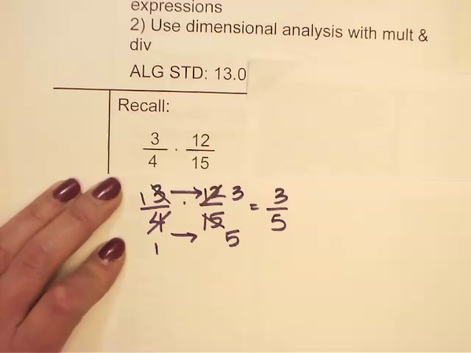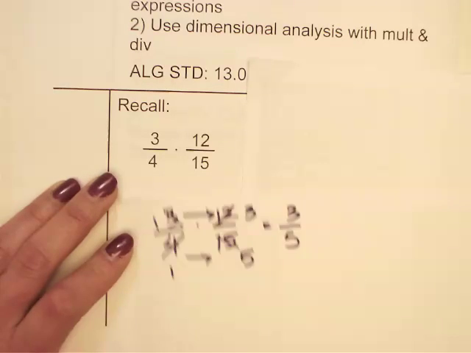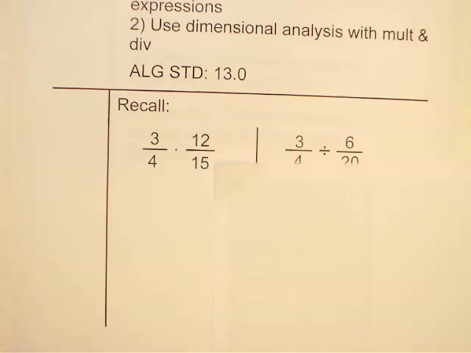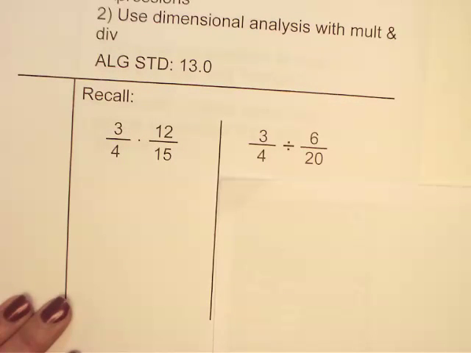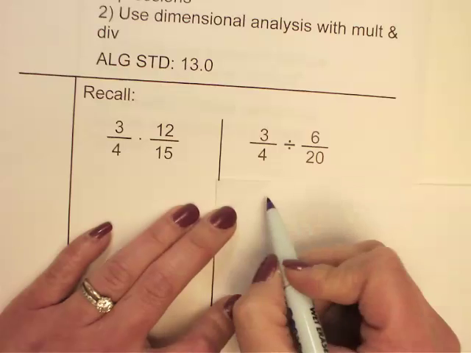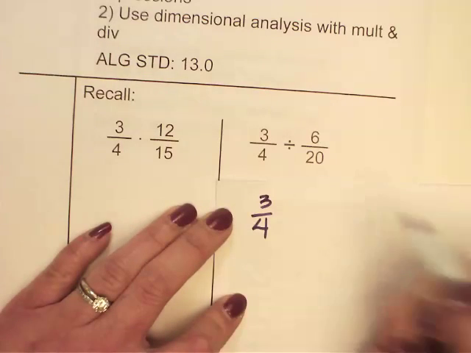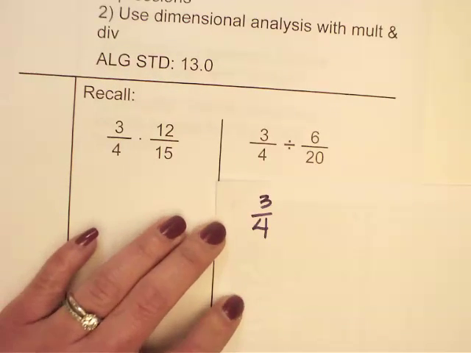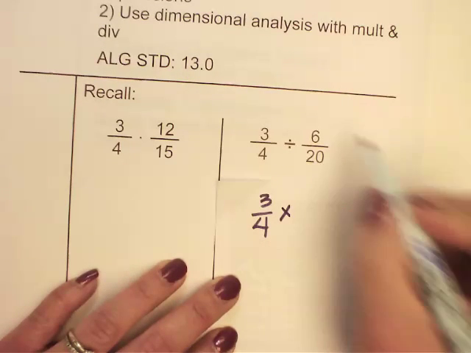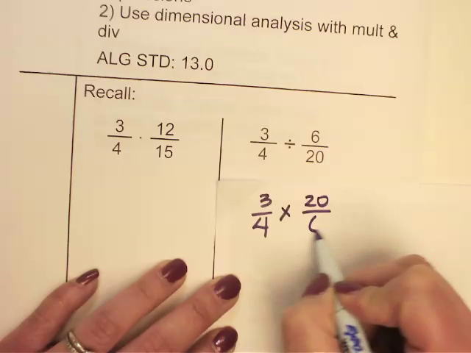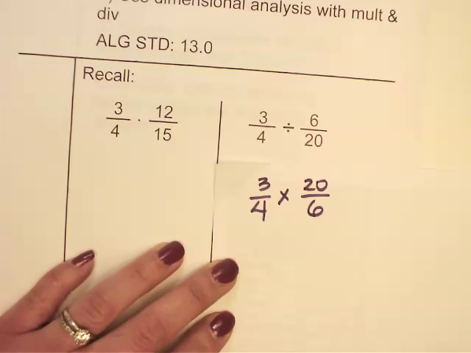Also back in maybe 3rd, 4th, 5th, 6th grade, do you remember dividing your fractions? How did you do that back then? You remember taking 3/4 and repeating the rule to remember to multiply by the reciprocal. We multiplied by the reciprocal, which is 20 over 6. And then we can do the same canceling.